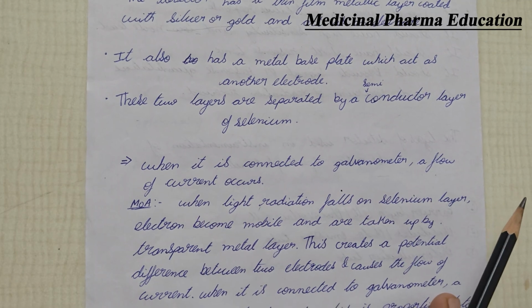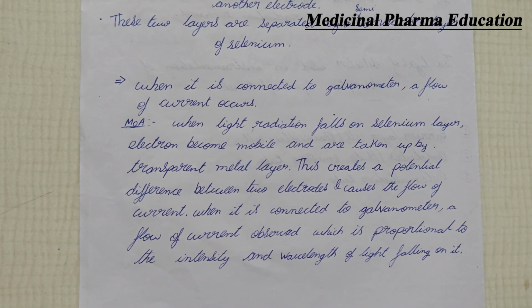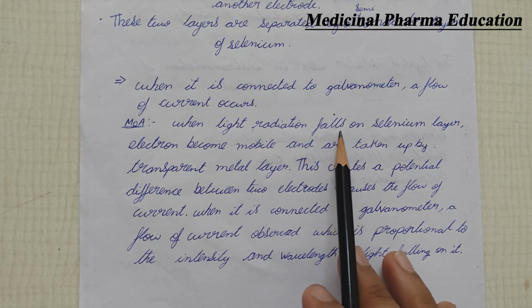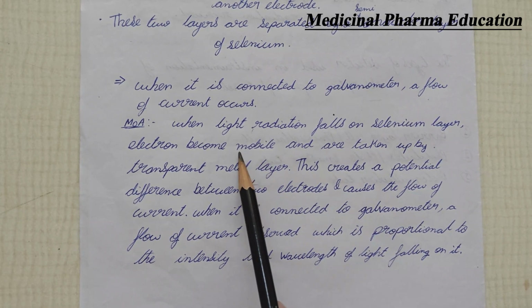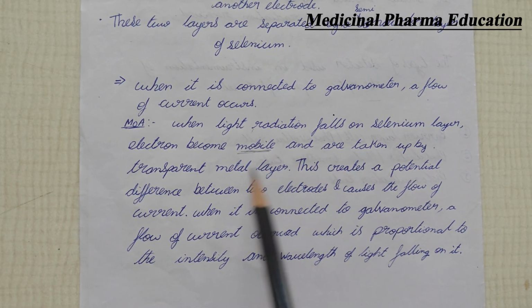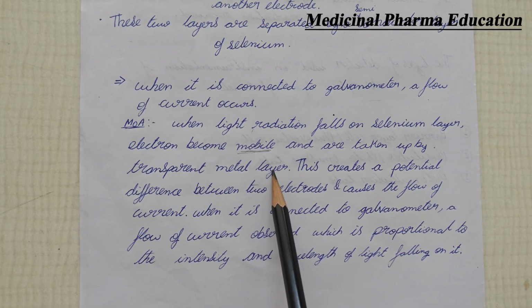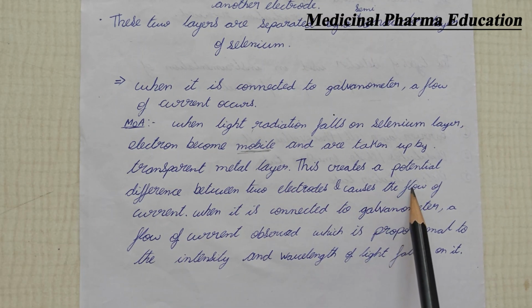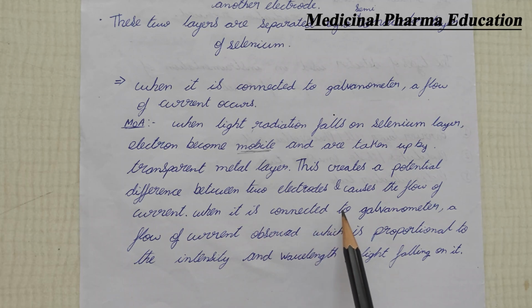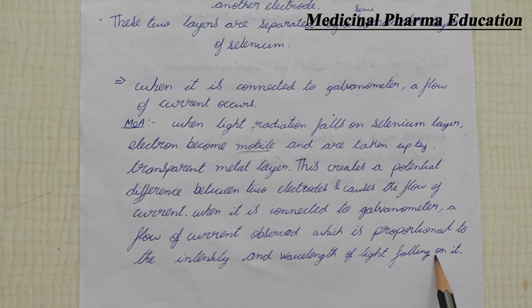A flow of current occurs. Then what is the mechanism of it? The mechanism is very simple. When the radiation energy falls on the silicon layer, electrons become mobile. Electrons in the silicon layer become mobile, and these are taken up by the transparent metal layer. This creates a potential difference between the two electrodes, which causes the flow of current. When it is connected to a galvanometer, a flow of current is observed, which is proportional to the intensity and wavelength of light falling on it.